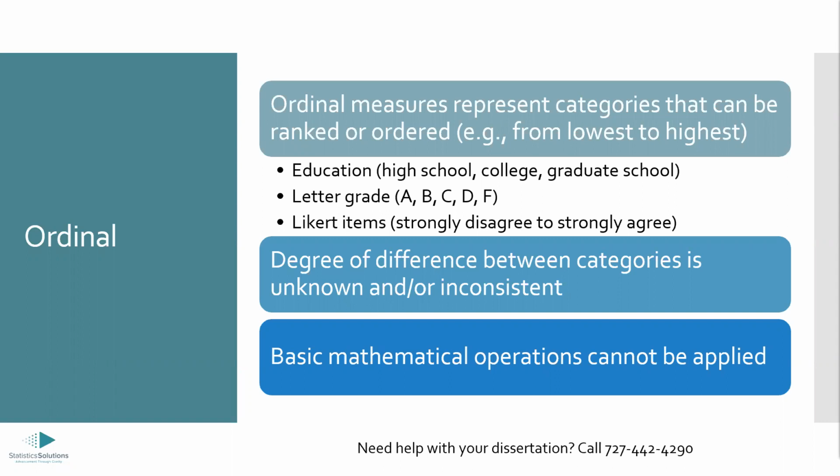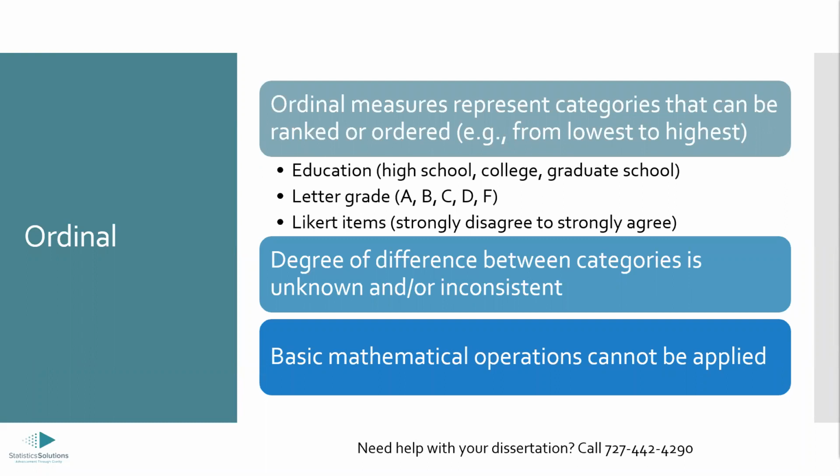So examples of ordinal data may include things like education. We can rank categories of education from lowest to highest. For instance, if we have 3 categories for education, like high school, college, and graduate school, we can rank those in order because we know that out of those 3, high school would be the lowest level of education, college would be the next highest level of education, and graduate school would be the highest level of education of those 3.